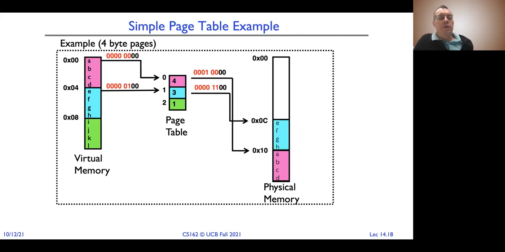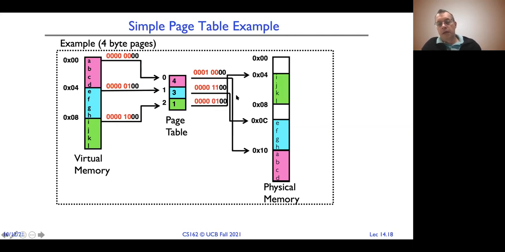Similar things happen if you want to access the virtual address 4. The virtual address 4 now is going to lead you, because the page number is 1, to the second entry in the page table. The second entry in the page table contains 3, so you are going to concatenate 3 with 0, which is the offset. You are going to get the physical address 0C, and so forth. Okay. Any questions?